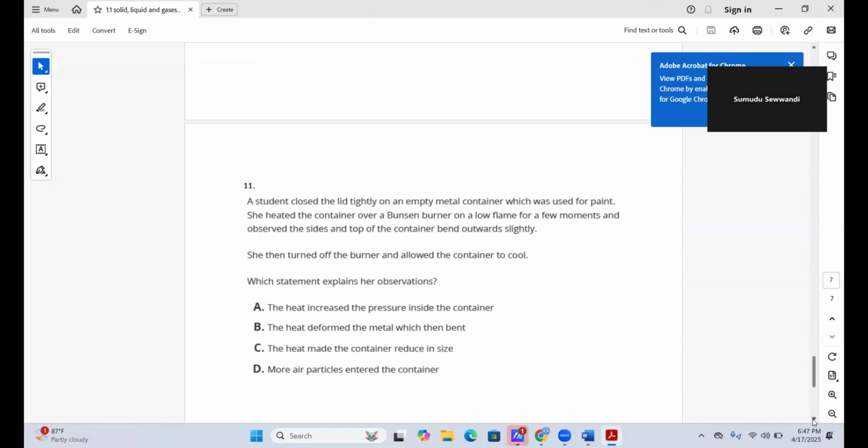The heat increased the pressure inside the container. This is correct. The heat deformed the metal, which then bent. While heat can affect metal, the primary reason for the bending is the pressure change.